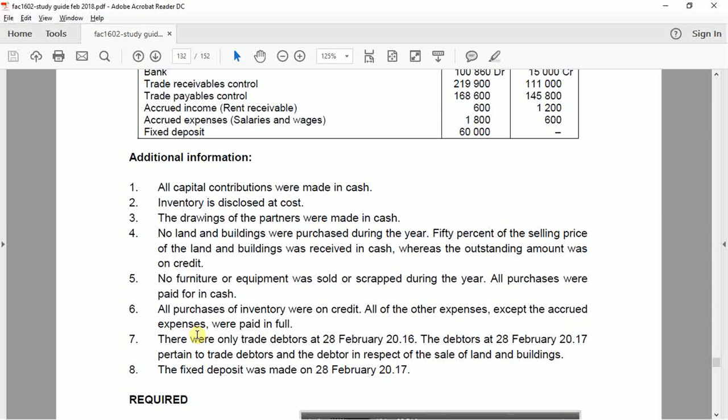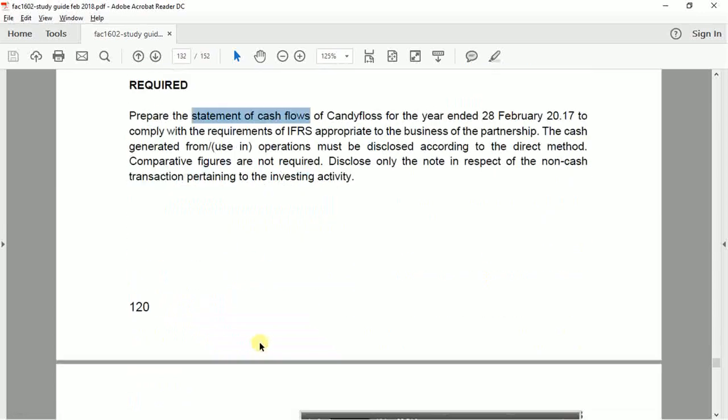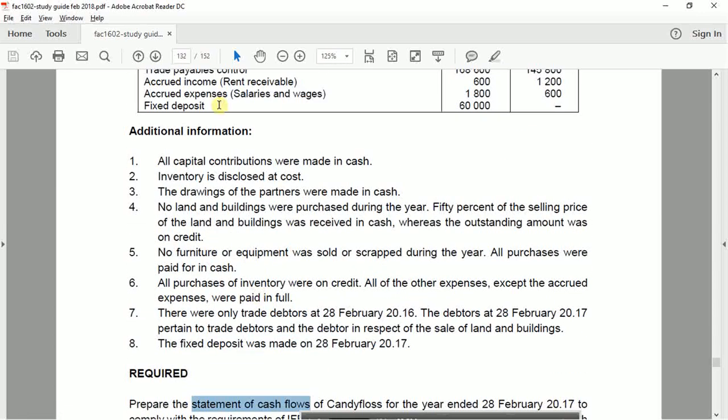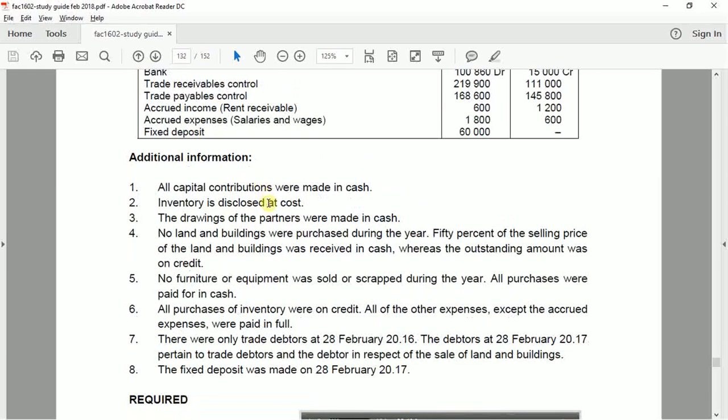Yeah, so what we're going to do? Look at the additional information. So let's open up as well so you can highlight and make notes and things like that. Okay. Because that's the process. 132, I think. No, 120. Okay, so what does point number one say? All capital contributions were made in cash.